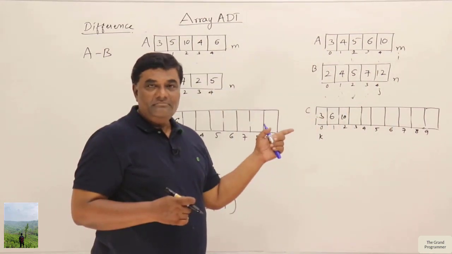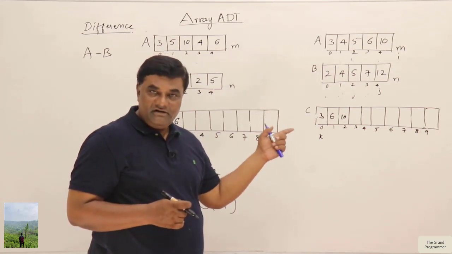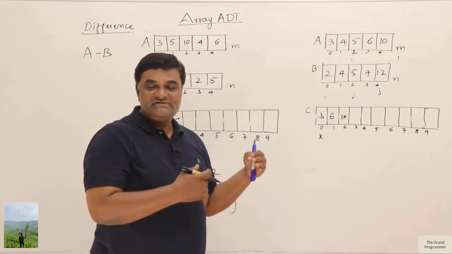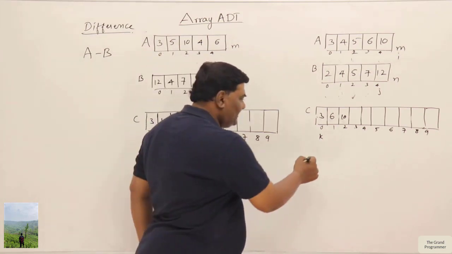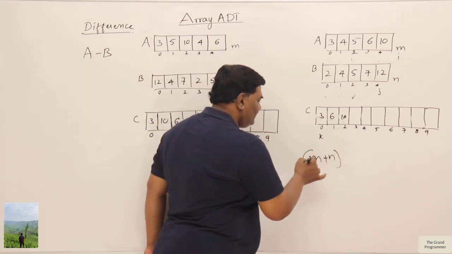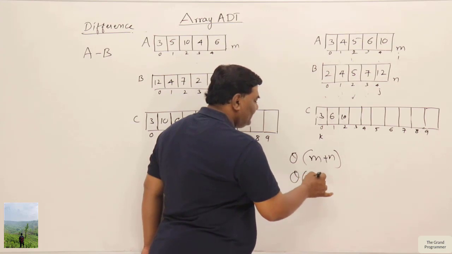We are not copying from B, we are copying only from A. And we are running the same procedure just like merge. So the time is m plus n theta, and in single variable it is n.